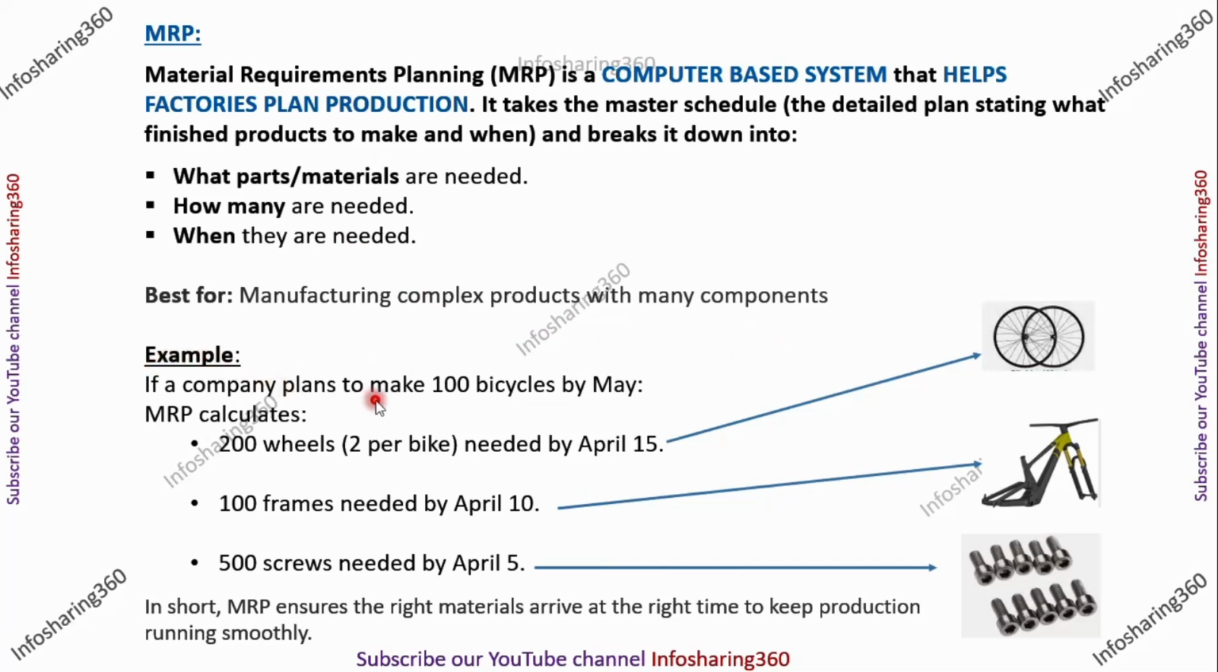Think about making bicycles. If a factory plans to make 100 bicycles by May, MRP calculates everything backwards. It knows it needs 200 wheels, that's 2 per bike, by April 15th. It needs 100 frames by April 10th, and it needs 500 screws by April 5th. In short, MRP ensures the right materials arrive at the right time to keep production running smoothly.